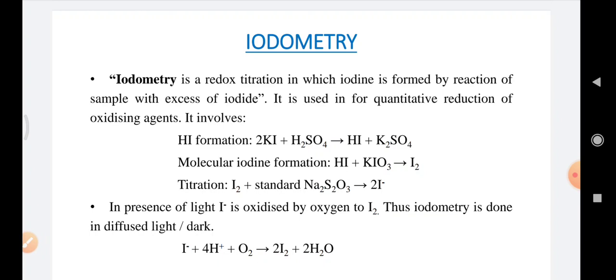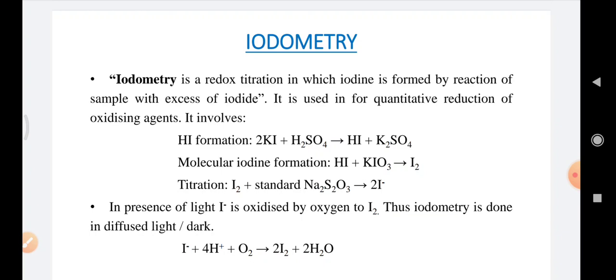So KI reacts with H2SO4 to give HI plus K2SO4. In the second step, there is molecular iodine formation in which the HI reacts with the potassium iodate to form I2, that is the molecular iodine, which is then titrated with sodium thiosulphate.